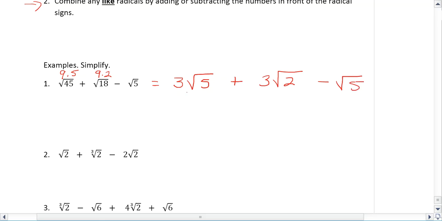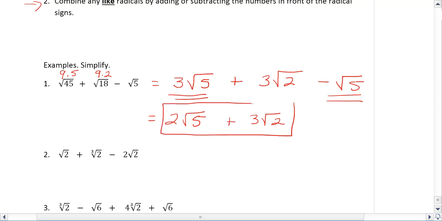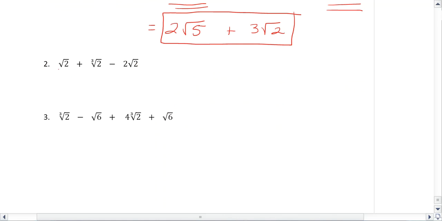So now I just scan through and look at what I have. This is a square root 5 term, and this is a square root 5 term. So those two can be added, or in this case, subtracted. So 3 square root of 5 minus 1 square root of 5 is 2 square roots of 5. And this square root of 2 term cannot be combined with anything, no like terms, so that is my simplified answer.